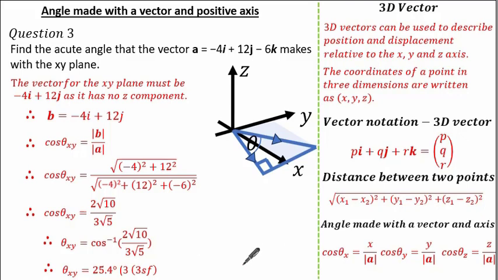So in summary, it's important to know the vector notation given for 3D vectors, as well as how to work out the distance between 2 points. You can see how our formulas were made to work out the angle made between a vector and a positive axis.